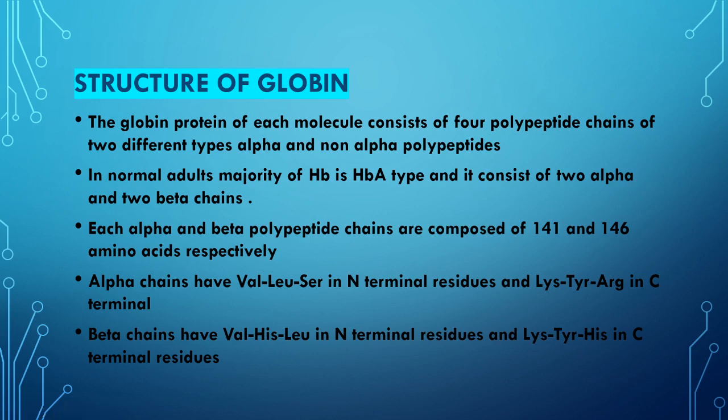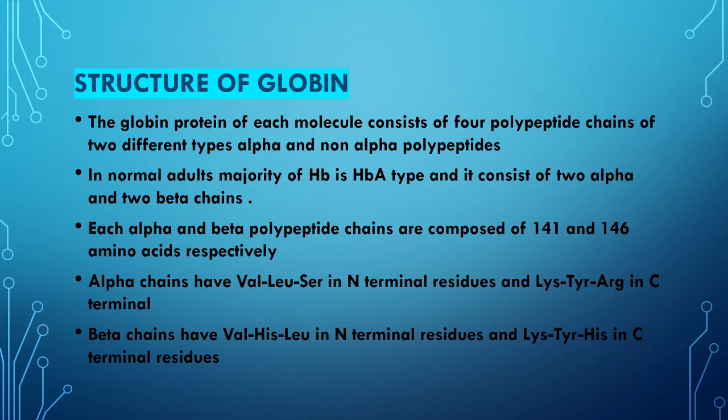Before, we have already discussed the structure of heme. Now we will read the structure of globin. The globin protein of each molecule consists of four polypeptide chains, of two different types, alpha and non-alpha polypeptides. In normal adults, the majority of the Hb is HbA type, and it consists of two alpha and two beta chains. Each alpha and beta polypeptide chain is composed of 141 and 146 amino acids respectively.